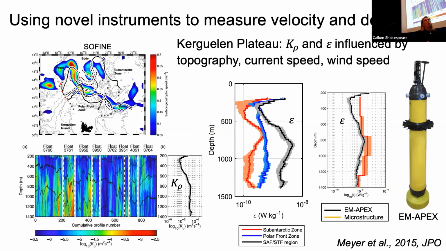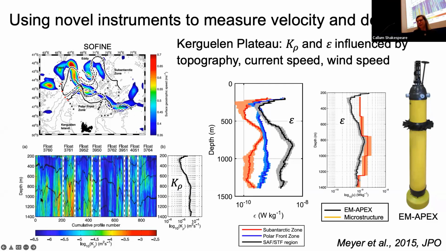But those are very broad brush estimates, and it would be nice to get down to finer scale measurements and really start to look at the factors that control the variation in amplitude and structure of mixing. And so this is an example from the SOFINE experiment at the Northern Kerguelen Plateau, which is the first time we put a fleet of EM Apex floats in the water. The top panel shows the geostrophic speed from satellite, and the black dots are the CTD profiles from both the ship and the floats. So Amelie Meyer did this in her PhD work.